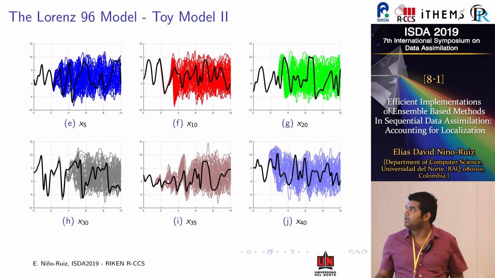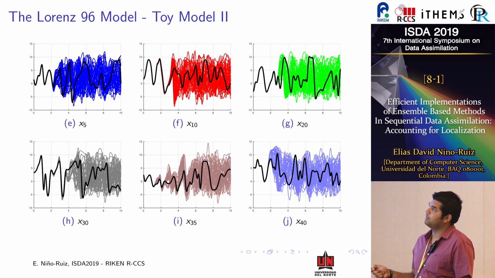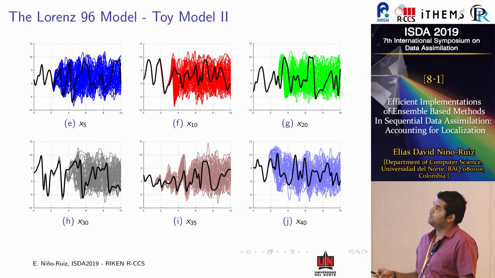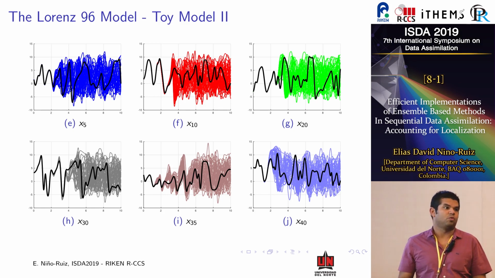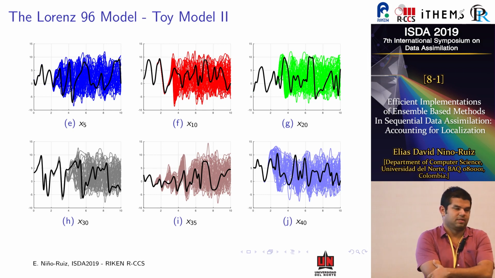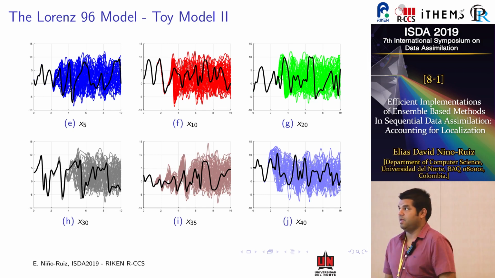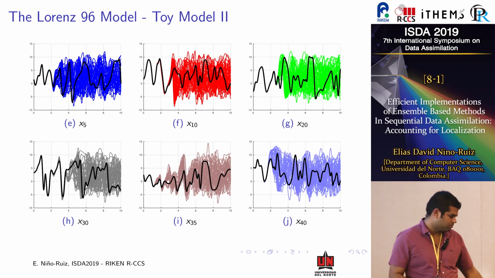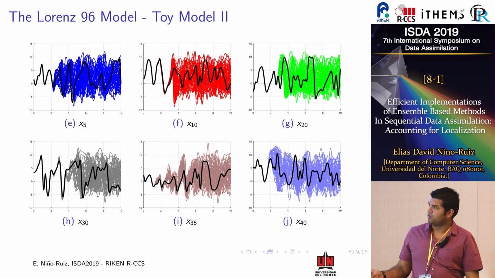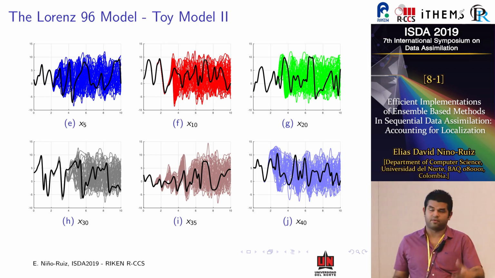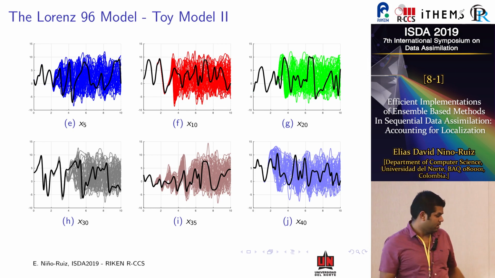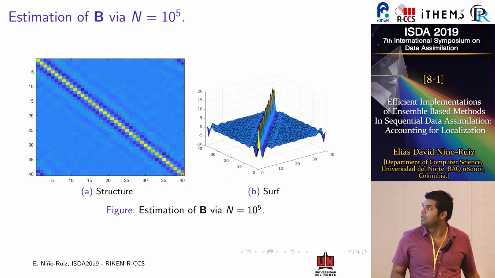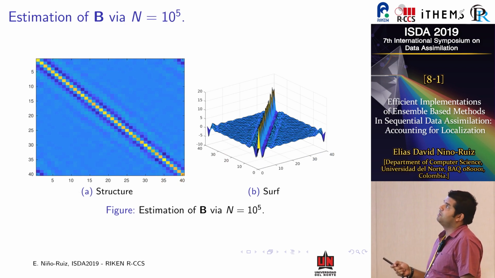Okay. So it's very interesting, right? If we, for instance, focus on the black line, and then we add some perturbations on each component, we'll see that those perturbations grow very fast because the model is extremely chaotic. And that's what makes this model attractive for testing ensemble data assimilation schemes. Here, the plots are some of the variables. I chose six variables from the 40, and I show you how they evolve in time, okay?